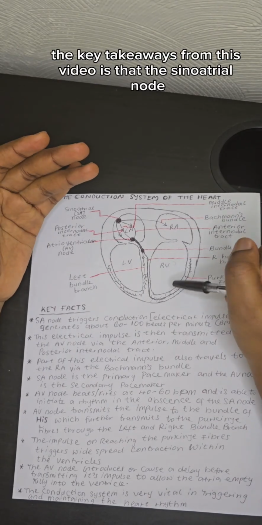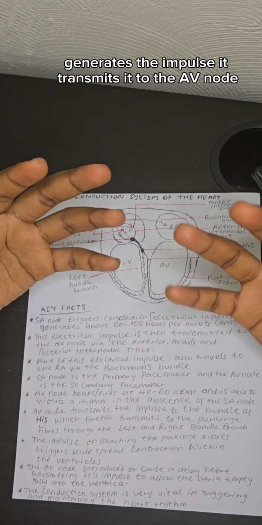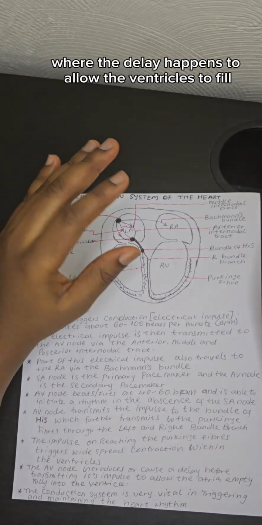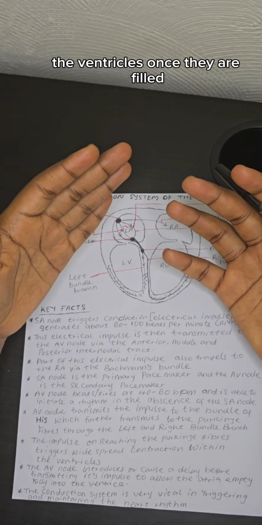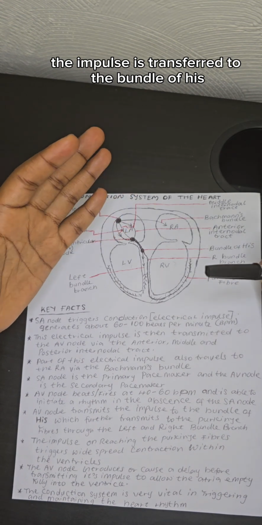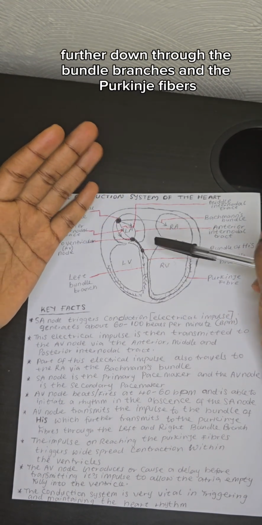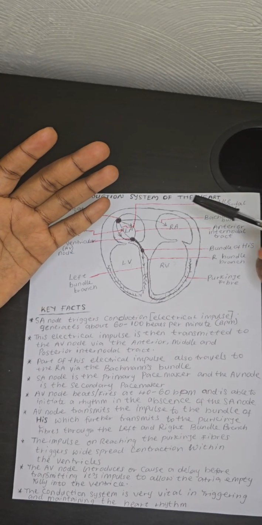So the key takeaways from this video is that the sinoatrial node generates the impulse. It transmits it to the AV node where the delay happens to allow the ventricles to fill. Once the ventricles are filled, the impulse is transferred to the bundle of His, further down through the bundle branches and the Purkinje fibers, triggering a contraction of the ventricles.